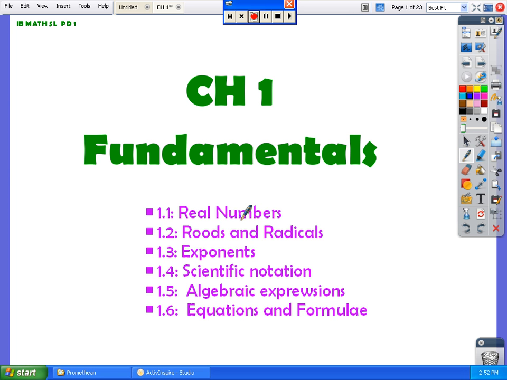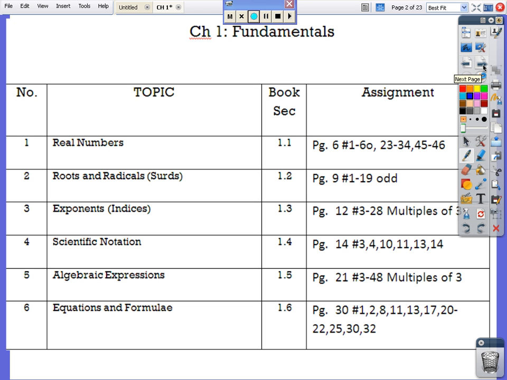So chapter 1 are your fundamentals. We're going to go through these 6 sections that are listed below. We're going to go through the topics. There are 6 topics, and here's the syllabus. Remember, it's optional. Unless you get less than a B on the test following, you'll have to redo all these homework assignments. So let's make sure we study.